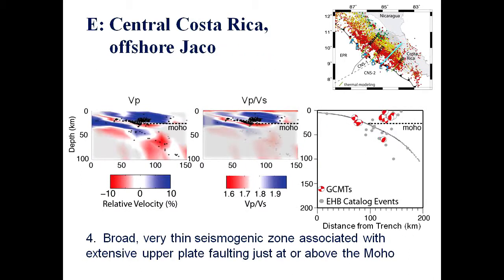Now we move into central Costa Rica, where we have all these seamounts subducting. The image changes again. We still have a nice, what I would term microseismicity seismogenic zone, but here we have a whole bunch of seismicity occurring in the upper plate. Now, these are not mislocated, okay? I mean, that's the point of using these advanced techniques.